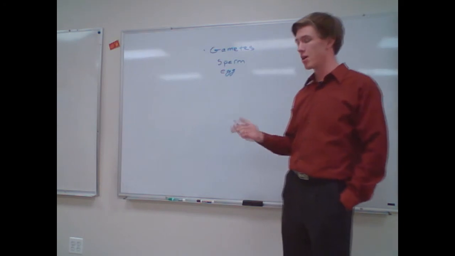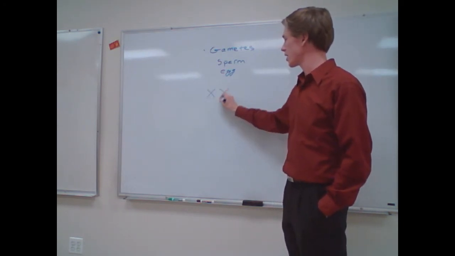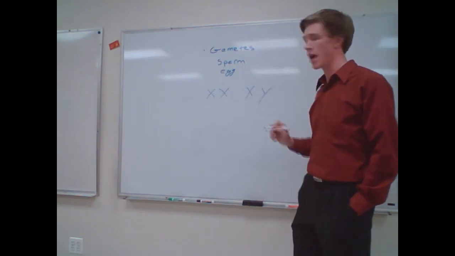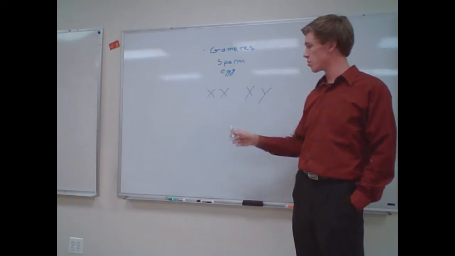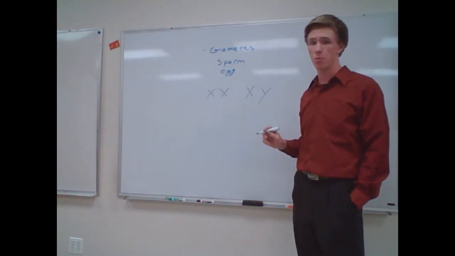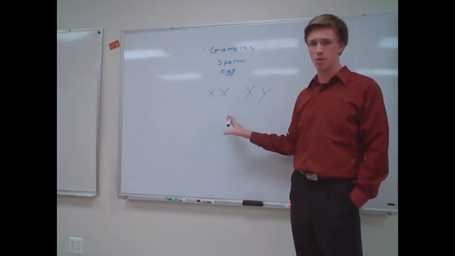Essentially, a mom can have an X chromosome, and a dad has an X and a Y. This is what makes you a female. If you have XX, you are a female. If you have XY, you are a male. Now, in meiosis, you'll remember there's some doubling of chromosomes.